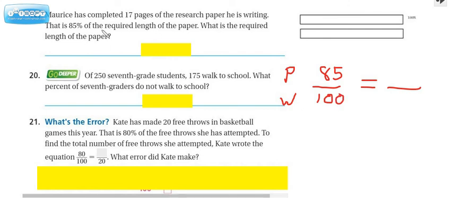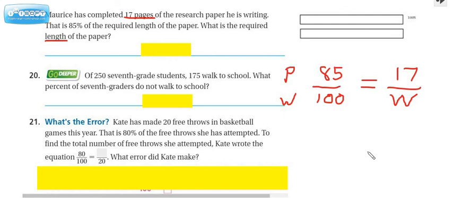All right, now if you've completed the whole paper, you've completed 100% of it. It's saying that he completed 17 pages of the research paper, and they want to know what is the required length. So they want to know what's the all of it number, the whole, because 17 would be the part. All right, both of these are divisible by, let's start with 5.